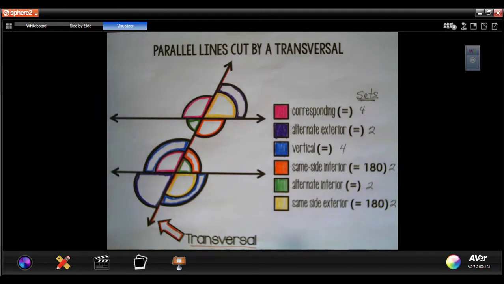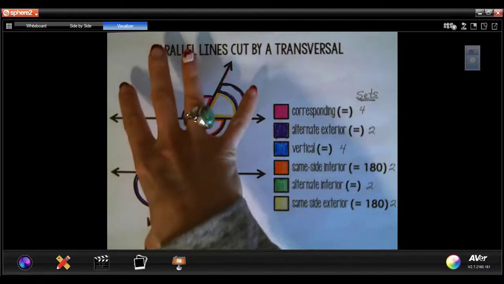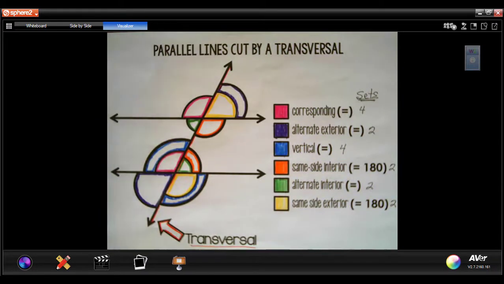All right, now we don't care how you glue this in your notebook. You could fold it in half. You possibly could cut it here and have this on a page, this on another page, but just however you would like to have it in your notebook.